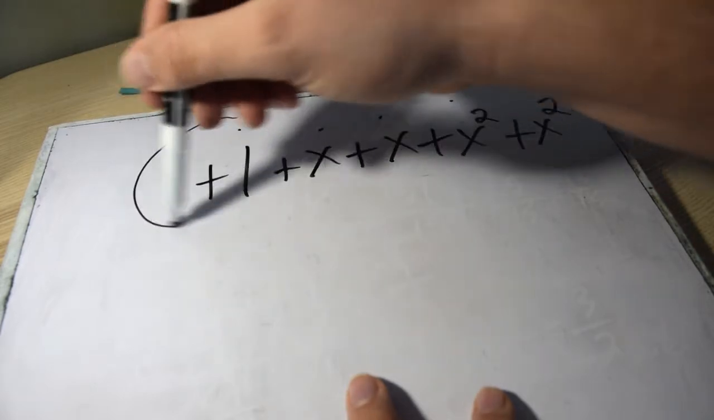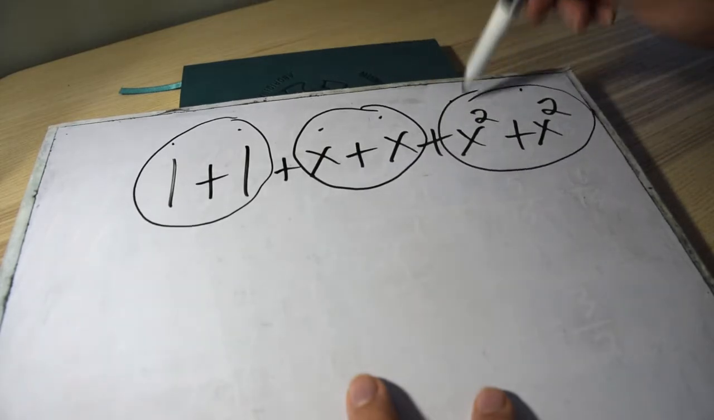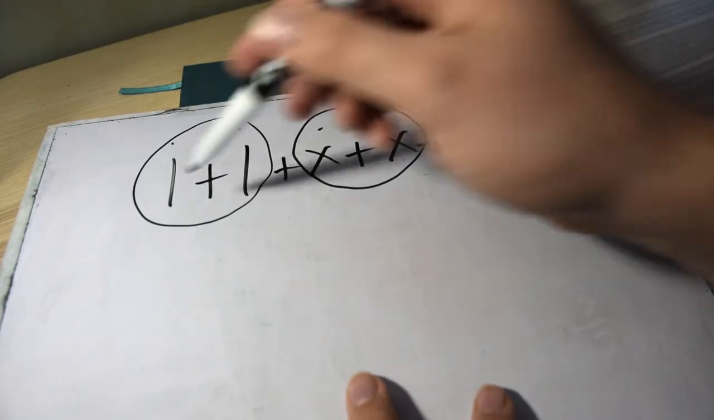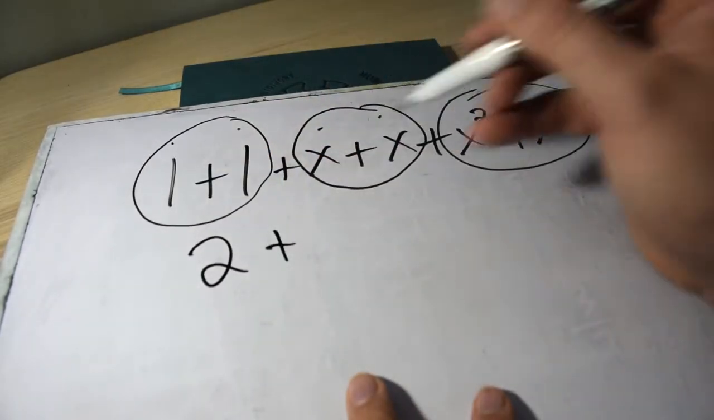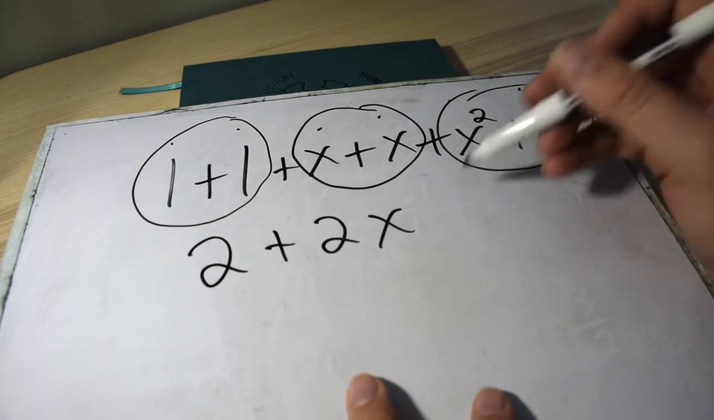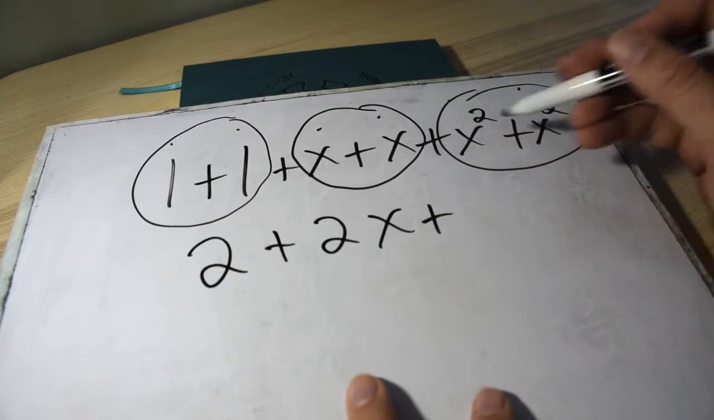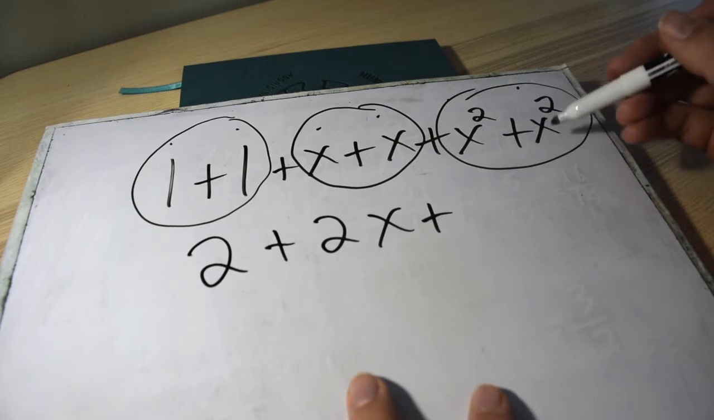So these two, and these two can be combined. So 1 plus 1 is 2, plus x is 2x, plus x squared. Well, you might think that's like 4x squared or something, or x to the 4th.